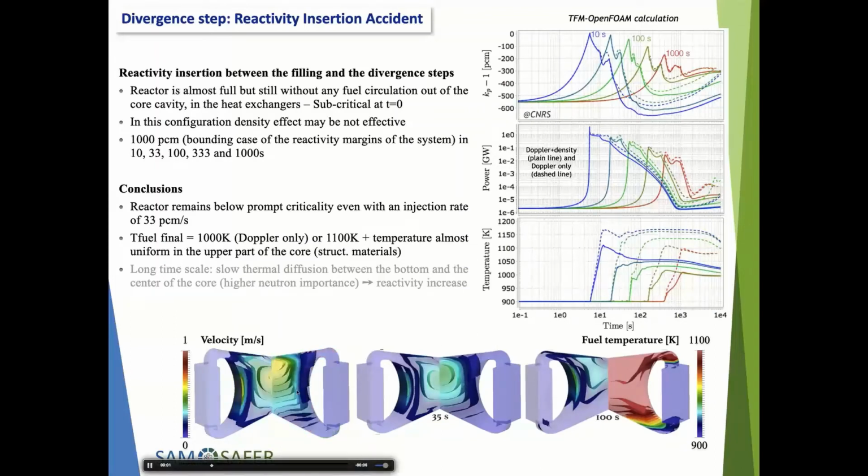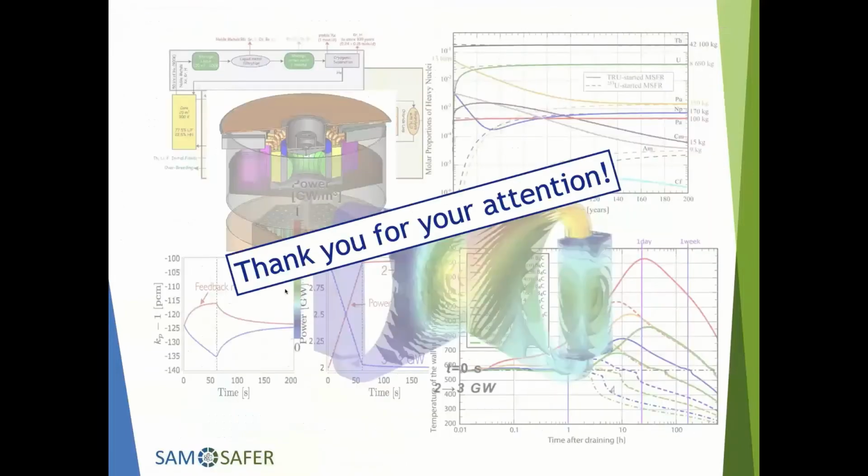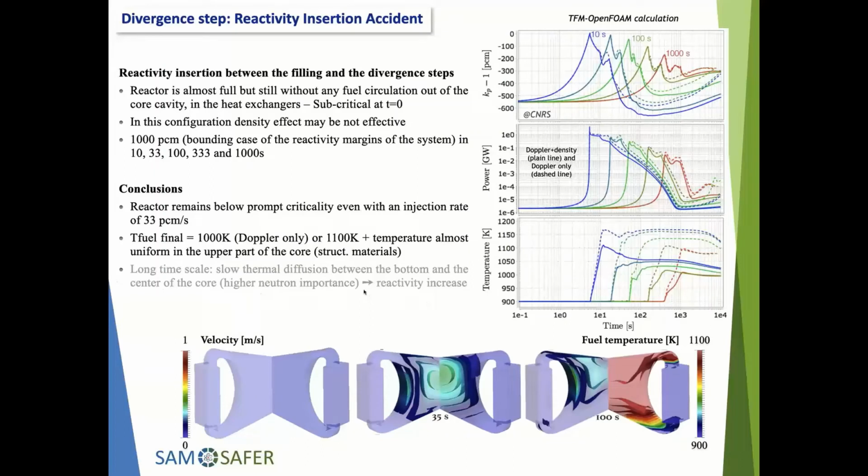And what we can see in this video is that during this prompt critical situation, on the right we have the fuel temperature. Because of the natural circulation inside the main cavity, the fuel temperature is going to be homogenized spontaneously. So the long-term scale is important, because it's the final temperature which is linked to the reactivity. But what's going to happen at the very beginning is not that important, which means that finally, if we are critical during the fill-up procedure, it's not that important for the reactor.